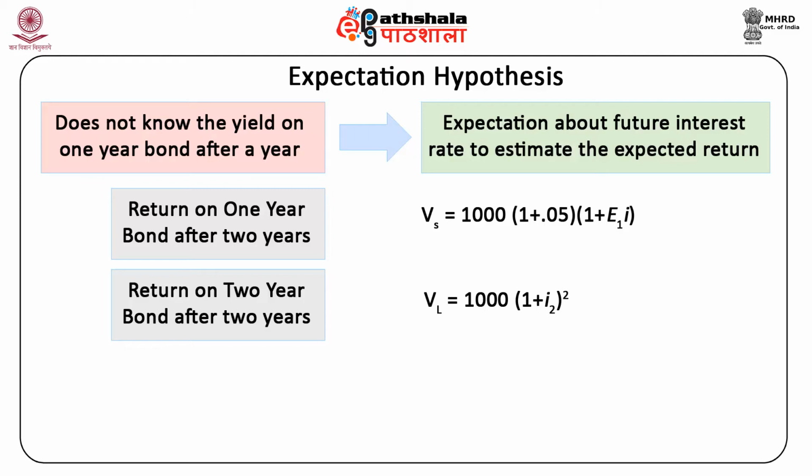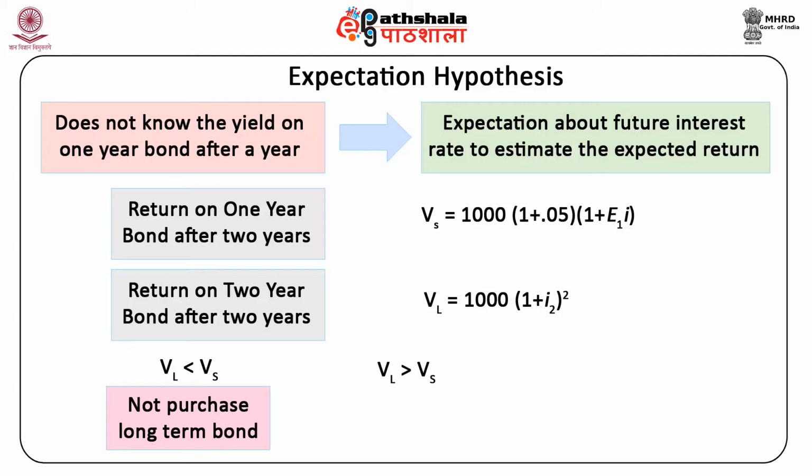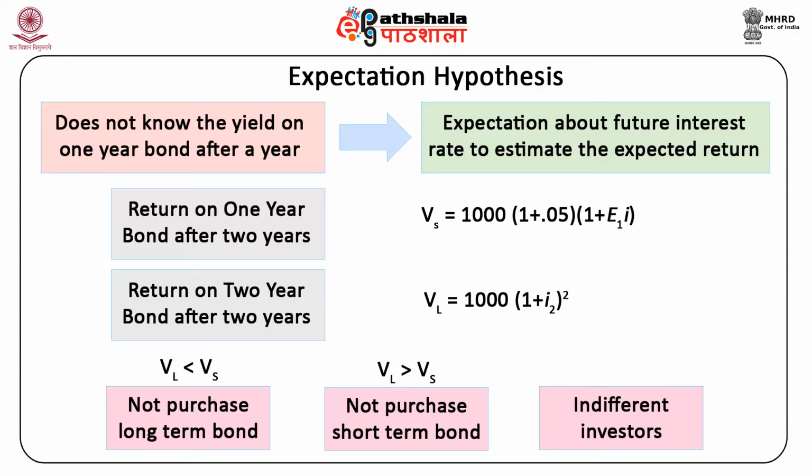Since the investor is only concerned about expected return and hence is risk neutral, he will not purchase long-term bond if VL is less than Vs. In contrast, if VL is greater than Vs, investor will not purchase short-term bond. In fact, under the expectations hypothesis, the only condition in which both 1 year bond and 2 year bond are sold in the market is where investors are indifferent between purchasing either of the two. That is, VL is equal to VS.